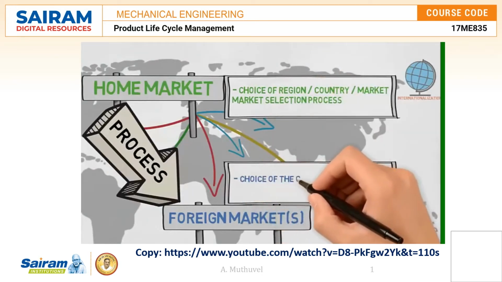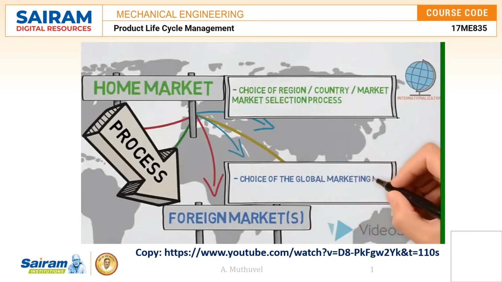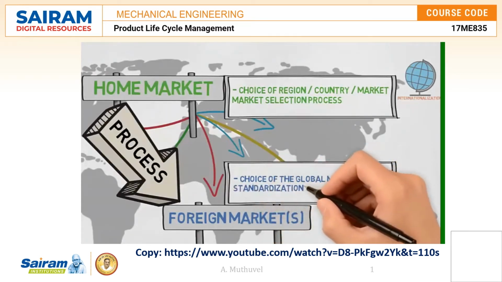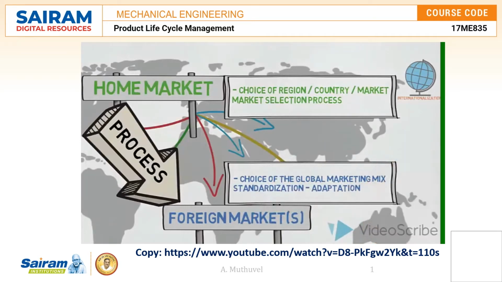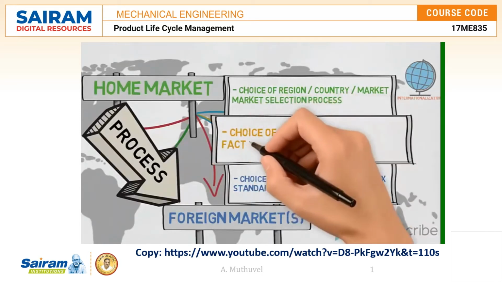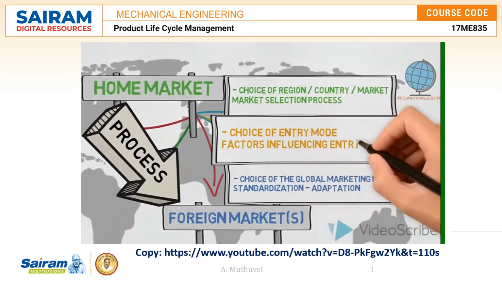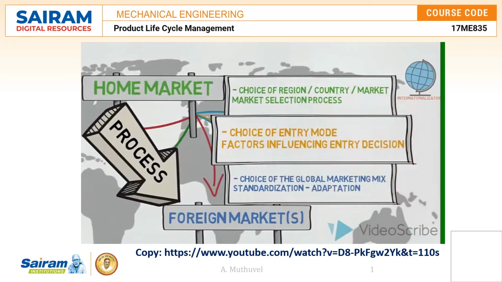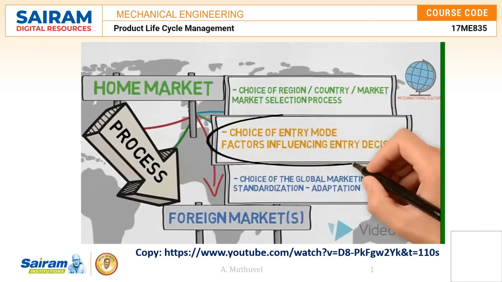Ultimately, we will define our marketing mix, the 4 or the 7 Ps, for the foreign market. The marketing mix we use on the foreign markets may vary to the one we use on the home market. We would address issues regarding standardization and/or adaptation of the marketing mix. However, before deciding on the marketing mix, we need to address how to organize our entry to the foreign market. We discuss which entry mode to use, and many factors will influence our decision. Choice of entry mode is what we will address in this video.